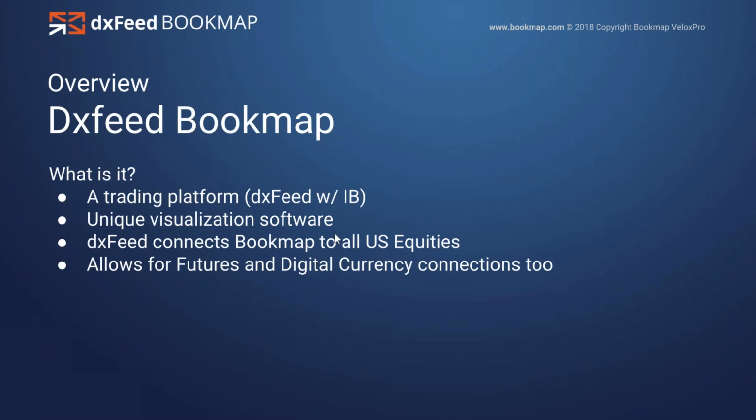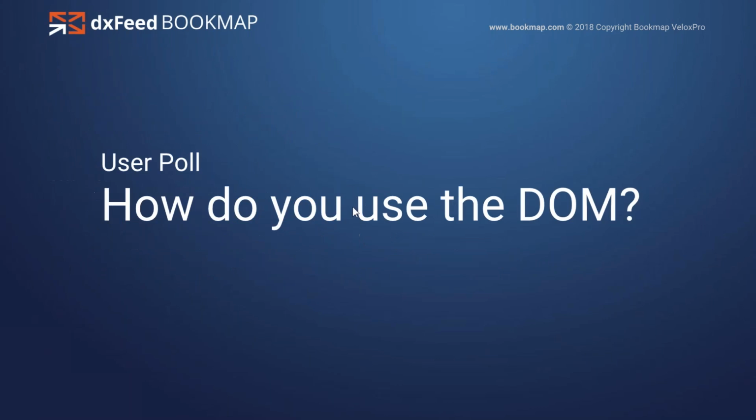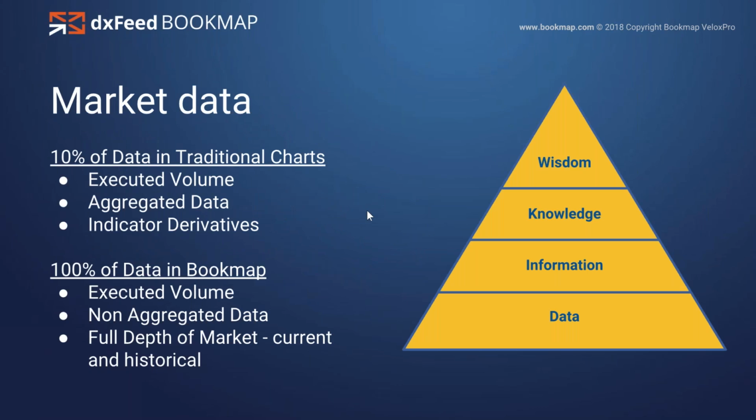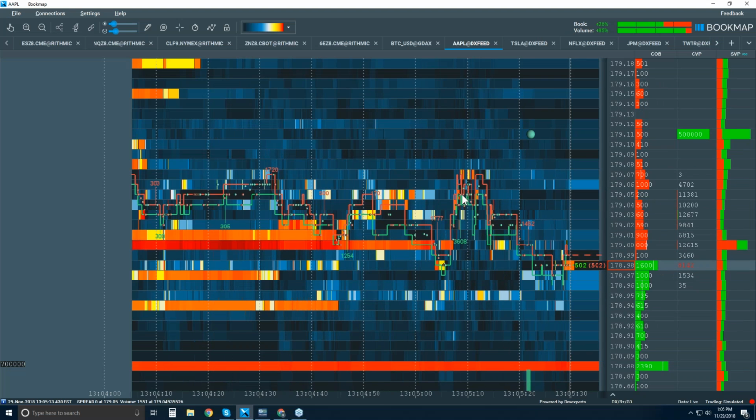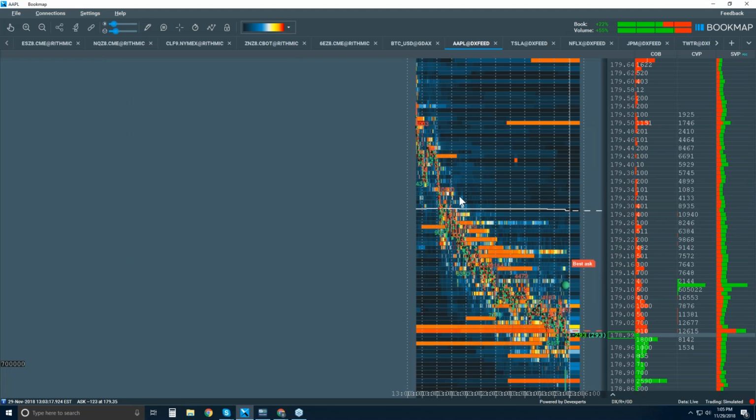Okay, and the overview here: dxFeed Bookmap, what is it? First off, Bookmap is a trading platform. We're software. We just have a unique way of visualizing the data. dxFeed is what connects Bookmap to all the US equities. Bookmap also allows for futures and digital currencies connection as well. We'll skip the poll and go over this slide in just a minute, and let me just go through the competitive advantage you're getting now. We'll start with Apple here and see how this is setting up.